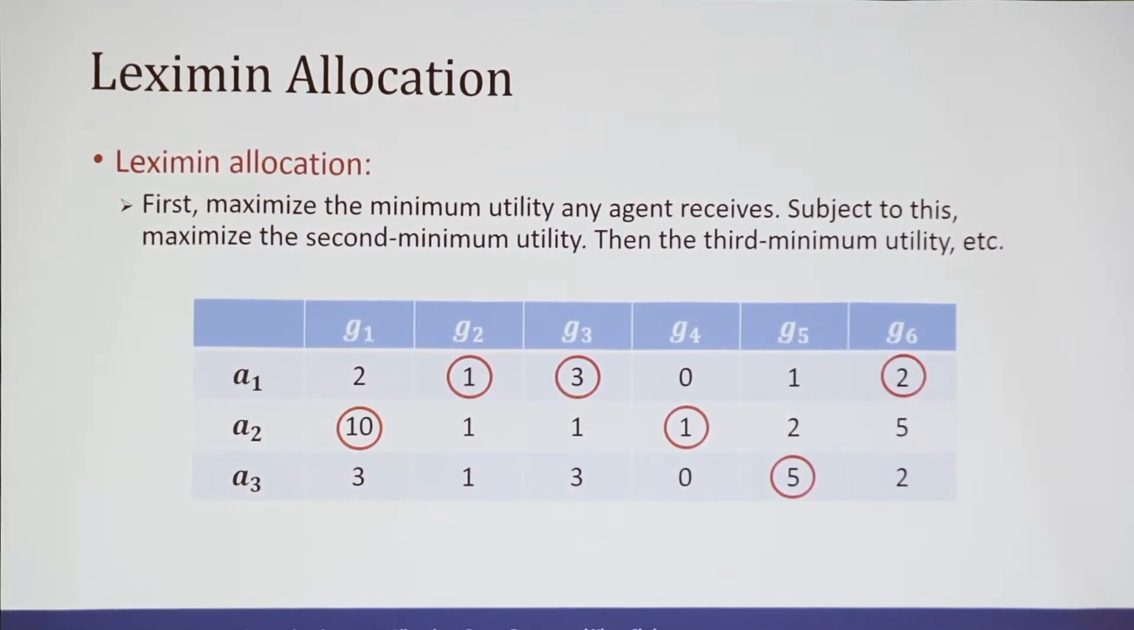Right, so here's what it does on that example from earlier. Perhaps this is not too instructive. You see here the minimum utility is 5, second minimum is 6, third minimum is 11. There are other ways here that we could make the minimum utility 5, but none of them result in the second minimum utility being as high as 6.